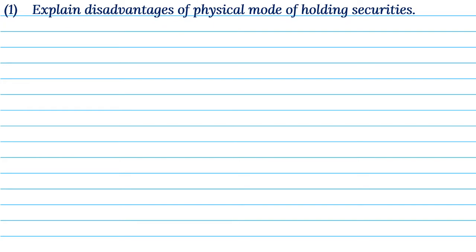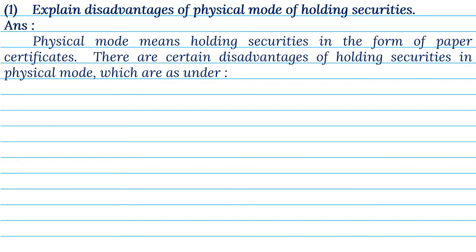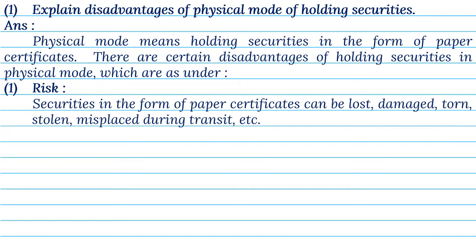1. Explain disadvantages of physical mode of holding securities. Answer. Physical mode means holding securities in the form of paper certificates. There are certain disadvantages of holding securities in physical mode, which are as under. 1. Risk. Securities in the form of paper certificates can be lost, damaged, torn, stolen, misplaced during transit, etc.